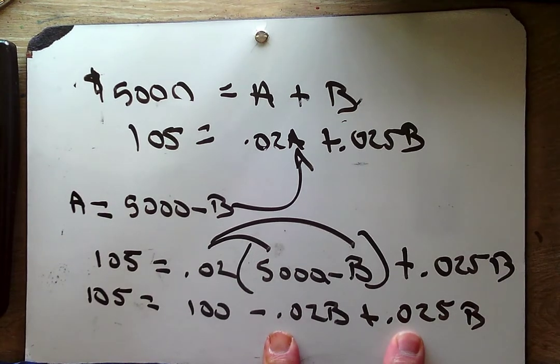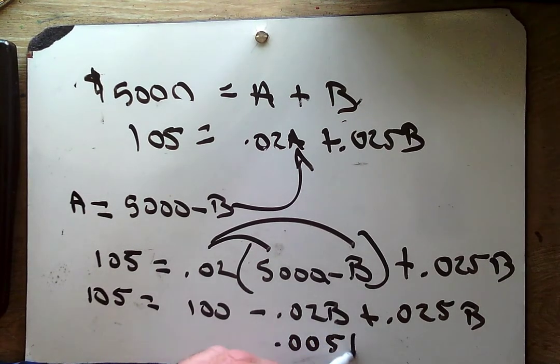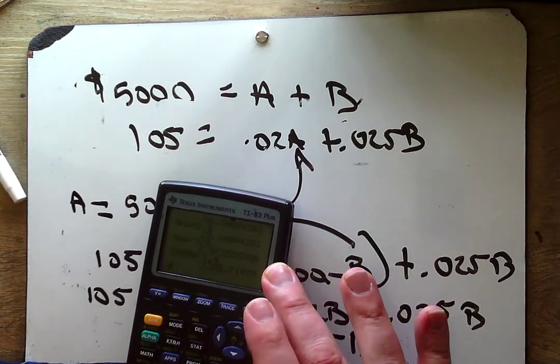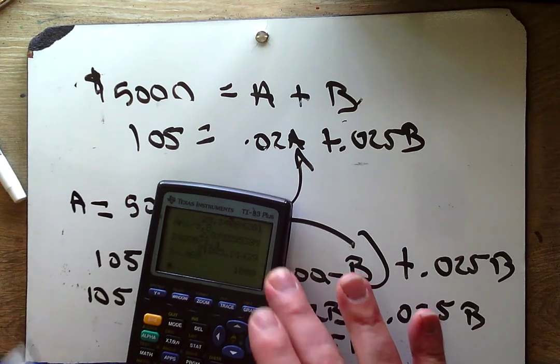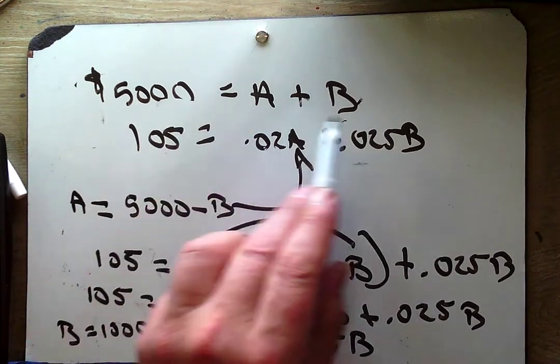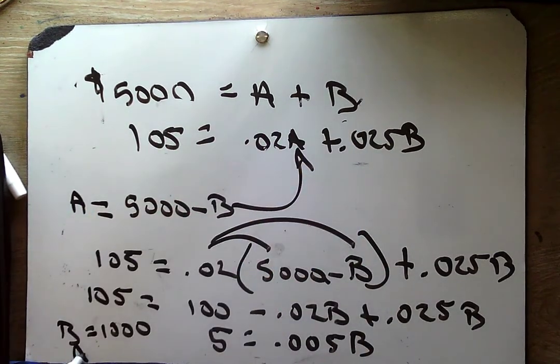If I add these together, I get 0.005B equals, and if I subtract 100, 5. So to get B by itself, I have to divide both sides by 0.005. So 5 divided by 0.005, and I get 1,000. If B equals 1,000, and I invested a total of 5,000, A must be 4,000. Any questions?